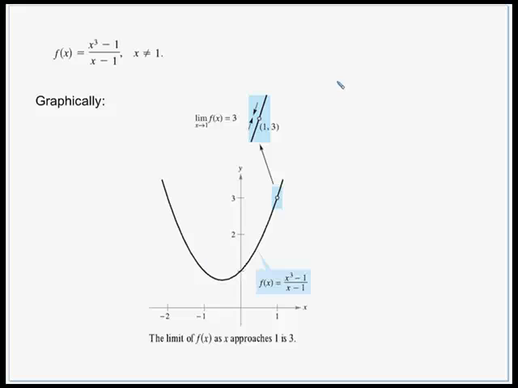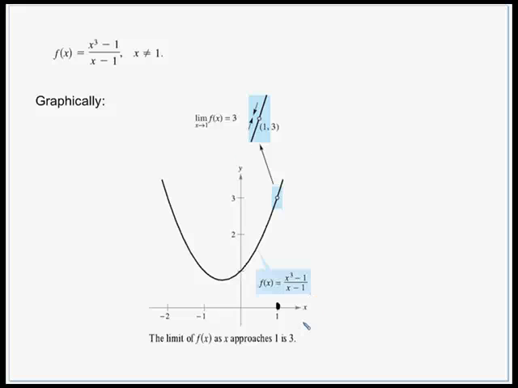But this parabolic curve does have a hole in it at this naughty x value. If we try to plug in 1, we get a divide by 0 scenario, and we can't have that, so we get a hole in the graph. And that hole in the graph is actually our limit.